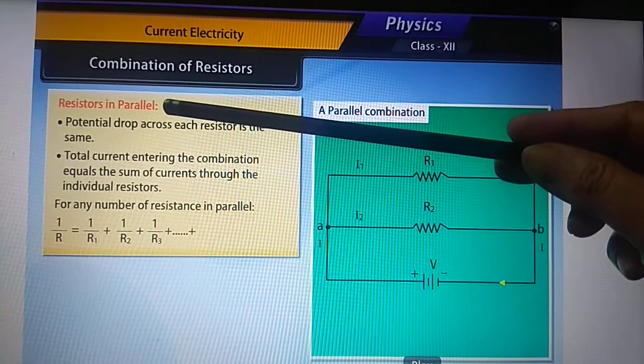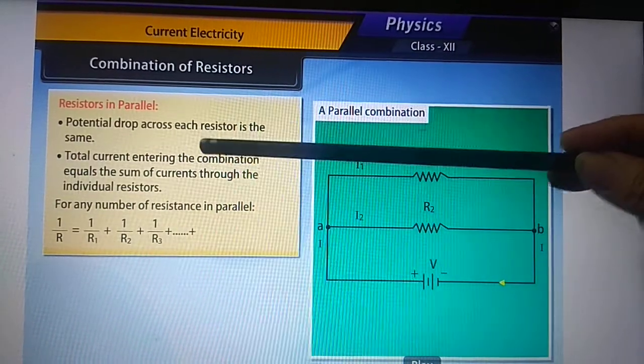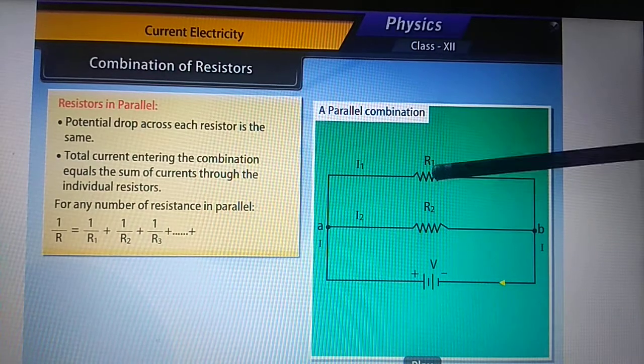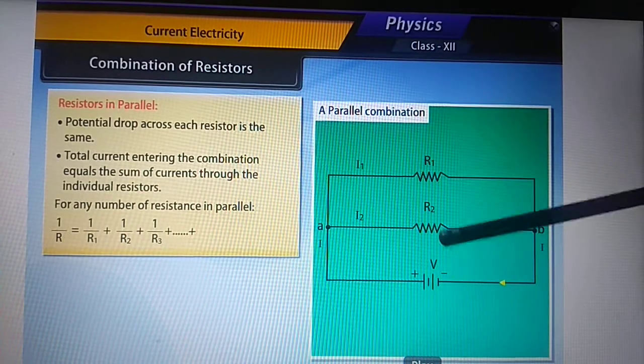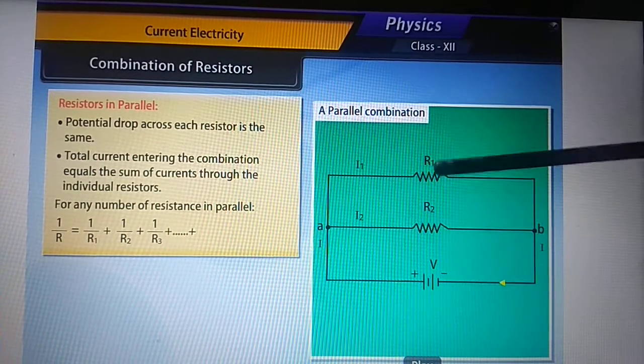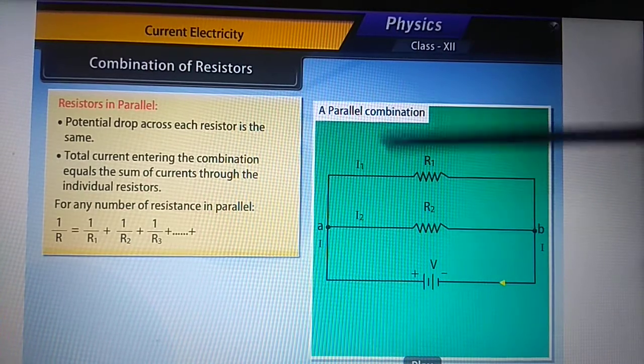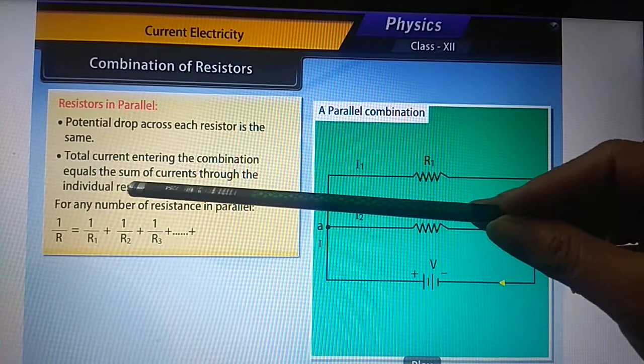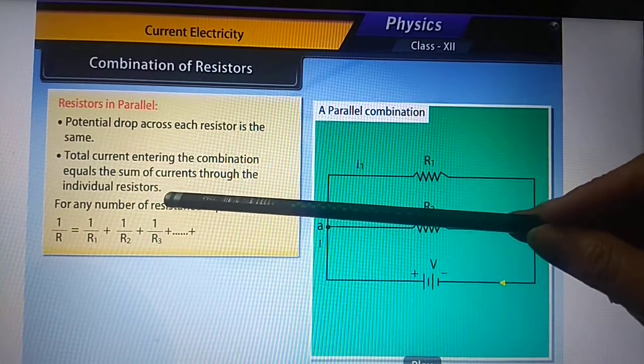Now in the case of parallel, the potential drop across each resistor is the same. It means the potential here and here remains constant, V remains the same at both places. The total current entering the combination is equal to the sum of the currents through the individual resistors.